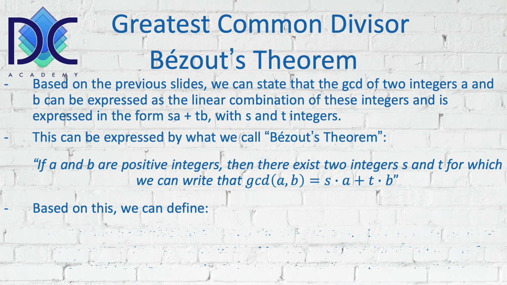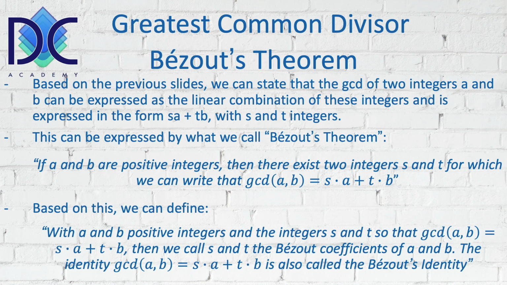Now, when we look at this, we can define what we call Bézout's identity. When we have a and b positive integers and integers s and t, so that we can write the greatest common divisor of a and b equal to s times a plus t times b, then s and t are what we call the Bézout coefficients of a and b, and the identity GCD of a and b equals s times a plus t times b is called Bézout's identity. And we will find ways to identify those two parameters, s and t.